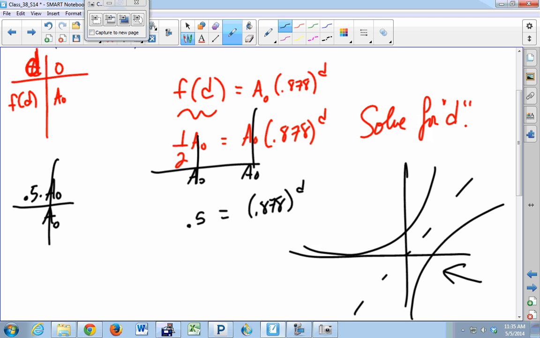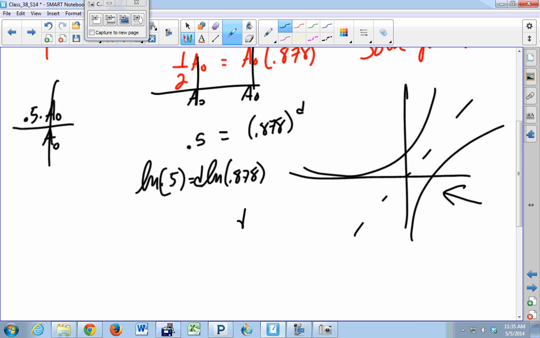What's the inverse function? It's logs. Logs are inverses of exponentials. They undo each other. So you take the log of both sides. It doesn't matter which log you take. The d comes down in front. To solve for d, you divide both sides by the natural log of 0.878. So let's see how many decades before we have half the ice we currently have at a melting rate.